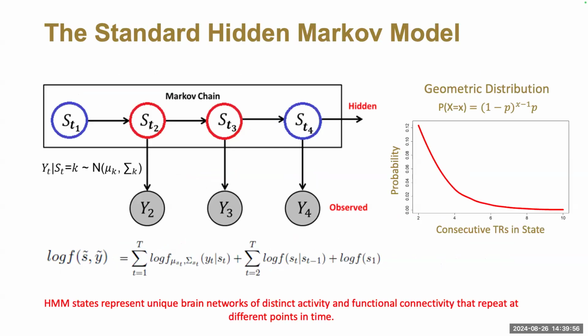What we don't like about this approach is that implicit in this model setup is that the time that someone spends dwelling in a state follows a geometric distribution. And what that's saying is, because the geometric distribution is decreasing, that you have a high probability of only spending a couple of TRs in a state before you switch out of it. And that might not be true, and that could bias your results.